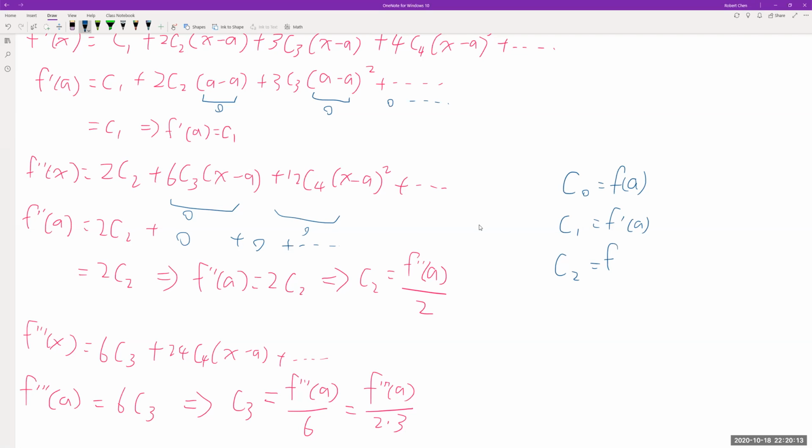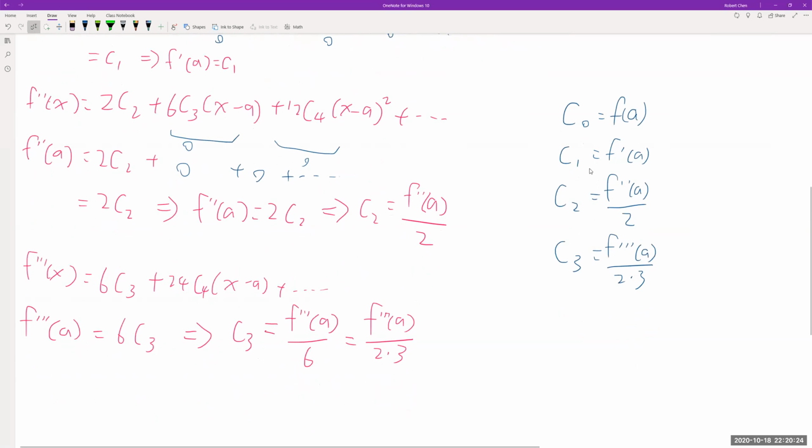C2 is f double prime of a over 2. C3 is f triple prime of a over 2 times 3. So following this pattern, what we'll get for C4 is f the fourth prime of a over 2 times 3 times 4. And then C5, the fifth coefficient, will be f the fifth prime of a over 2 times 3 times 4 times 5.